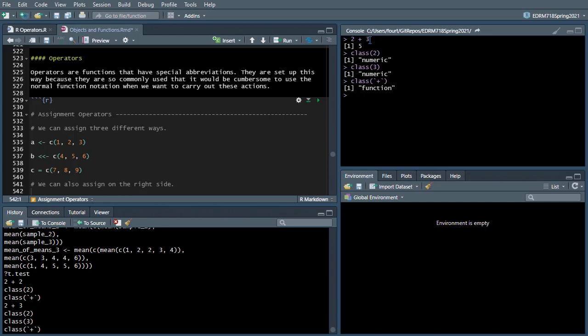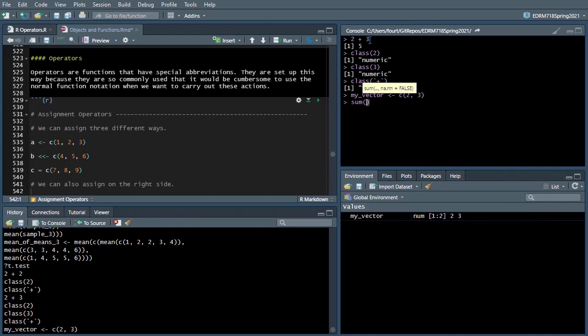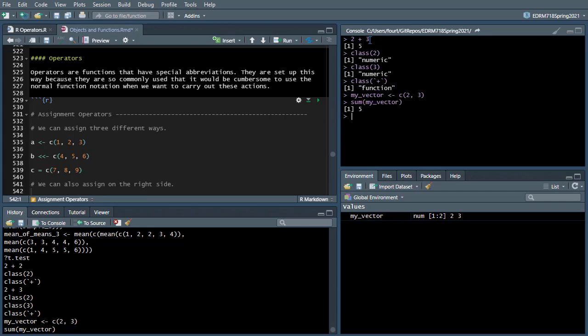Why do operators exist with these special abbreviations? Because they're so commonly used, it would be cumbersome to use the normal function notation when we want to carry out these actions. I could, in fact, create a vector in which I have 2 and 3, and then I could use a function that would sum the elements of my vector and get the 5. But isn't it a lot easier just to use that operator, 2 plus 3? That is actually how we use functions when we use a simple calculator.